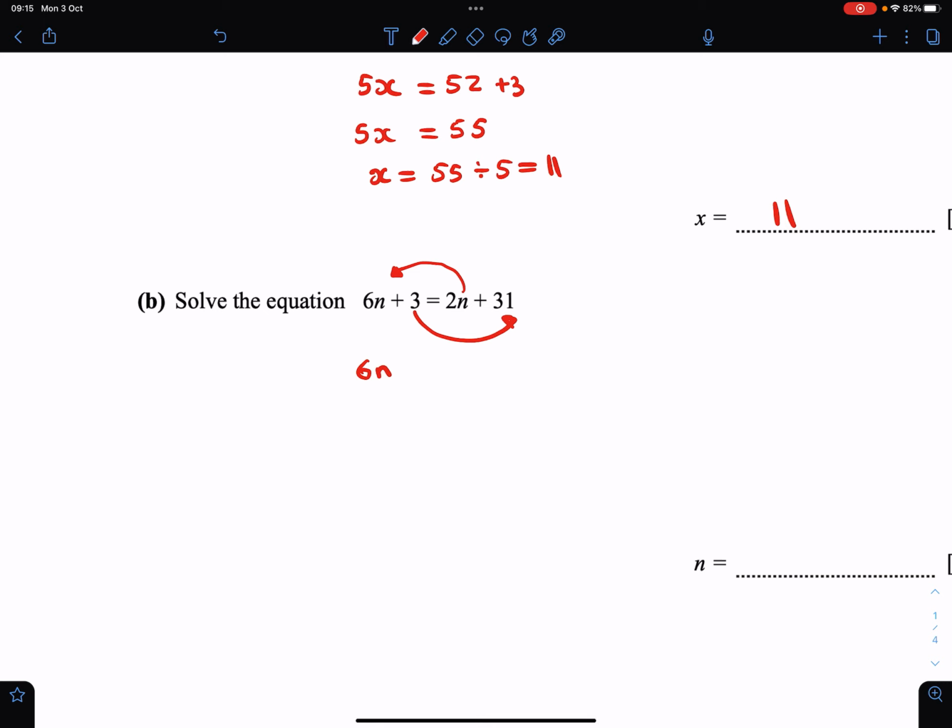Nothing changed with 6n. But because I'm moving 2n from the right to the left, it's going to be minus 2n. Happy with this? Right? So bringing it from the right to the left, it's going to be minus because it's positive on the right. So what about 31? It stays as it is because it's already there. All I am doing is moving 3 to the other side. It's going to be negative because it's positive on the left. So what is 6n minus 2n?